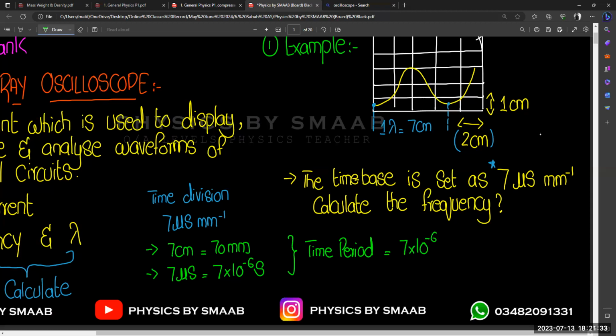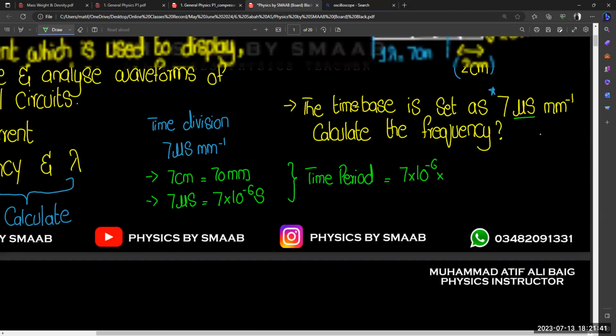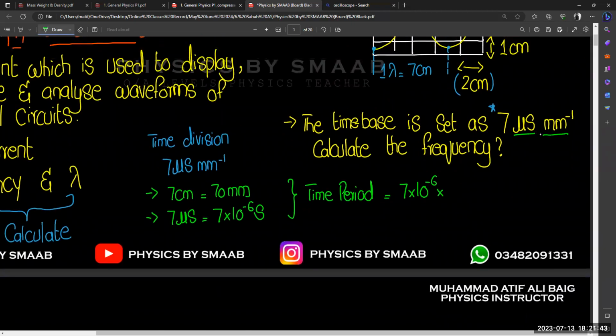7 × 10⁻⁶, right? That is for microsecond. Multiply by what? The value of millimeter. So multiply by 70. Yes, multiply by 70. So you just need to use the units. Okay, so that is a simple thing. We first convert this one, and we got the value 10⁻⁶.